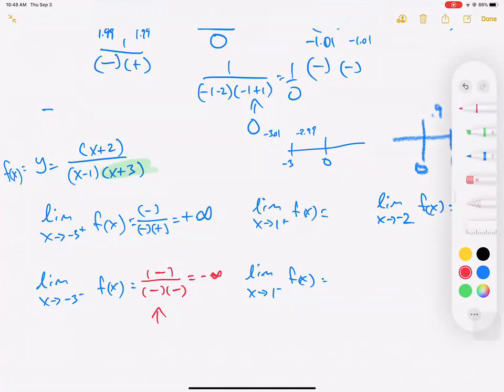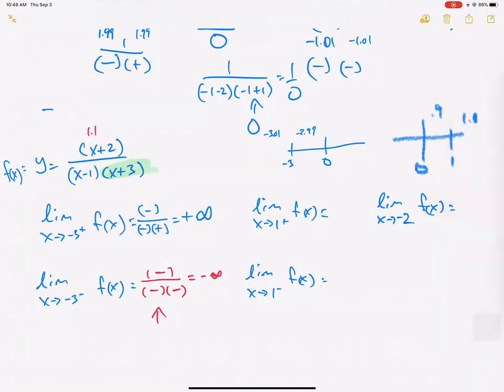On top, if I plug in a positive 1.1, or positive 1, that's not going to matter with 2. If I plug in positive 1.1, ooh, that would matter with this factor, and 1.1 doesn't matter with the 3. This would be a positive on top over a positive on the bottom and a positive again. So this is for sure positive infinity. Guarantee you that. Positive, positive, positive. They all look positive to me.